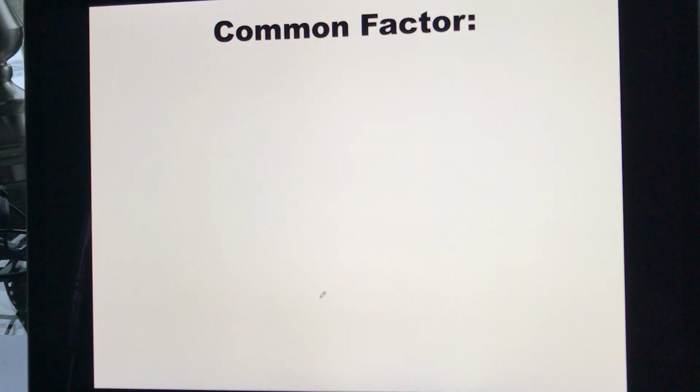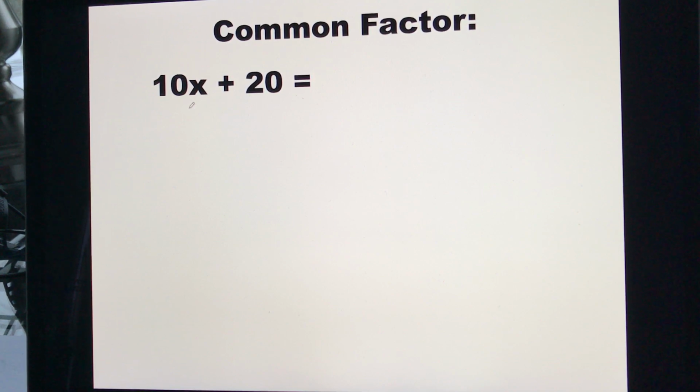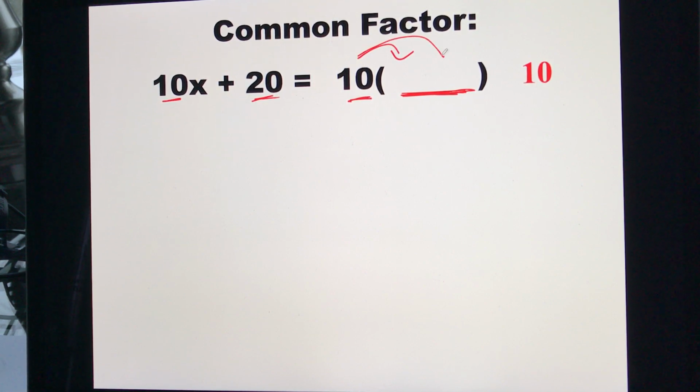So the question would be common factor. Now suppose we have 10x plus 20. What I'm going to say to myself is, what is the greatest number that divides evenly into 10 and 20? That number is 10. So I then write that common factor out front and I put my brackets down. And I say to myself, what do I have to put into this bracket so that when I did my distributive property, I end up with this expression over here, 10x plus 20.